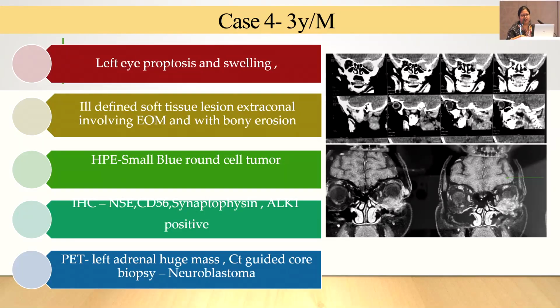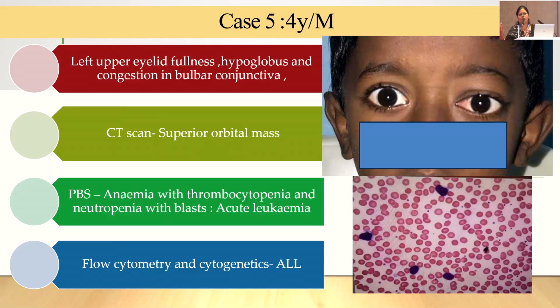But then when we ran the IHC panel, it pointed towards a neuroendocrine tumor. We did the PET, and this turned out to be a metastatic neuroblastoma of the adrenal gland. Now, the next 3 cases are hematological malignancies. In all these cases, which presented with ocular manifestation, apart from biopsy, a simple peripheral smear helped us to clinch the diagnosis.